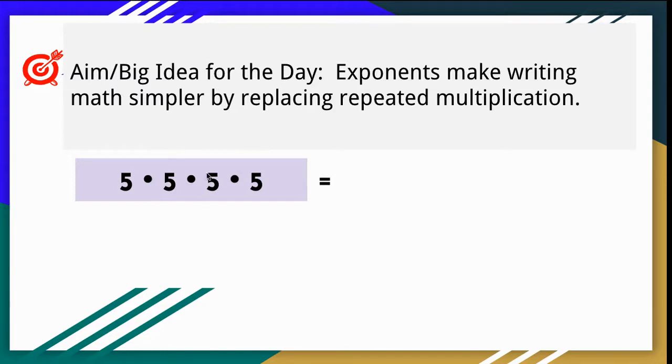And what we can do with this is replace it with something simpler so that we don't have to write all these 5s. And so we could just say that this is equal to 5 to the 4th power. Okay? And we're going to look at another example later on of this.